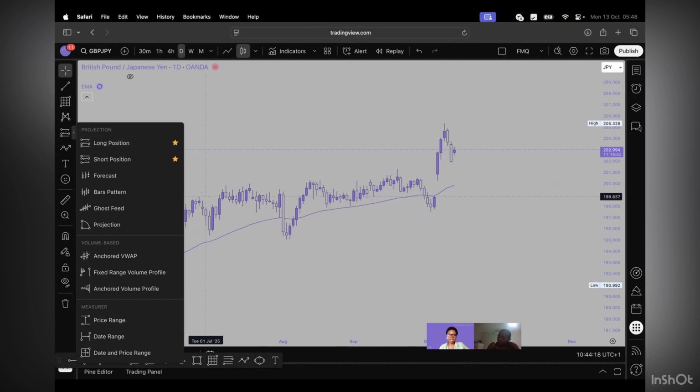Fair. Exactly. So that's what this position is. Under projection, the only things that are starred are the long position and the short position. Every other thing is not starred because I don't necessarily use any of them.